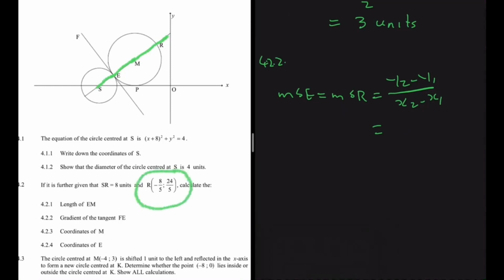So y2 will be 24 divided by 5, and then y1 will be 0, right? Because S rests on the x-axis. So 0 divided by x2 minus 8 divided by 5 minus x1 of S, right? We know that that is supposed to be minus 8, so it will be basically plus 8, right? And then when you compute that, you get 3 divided by 4, right?